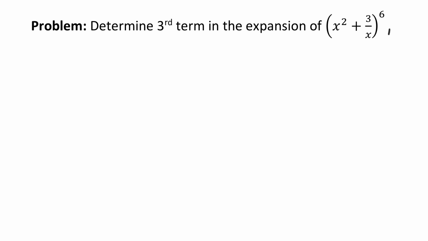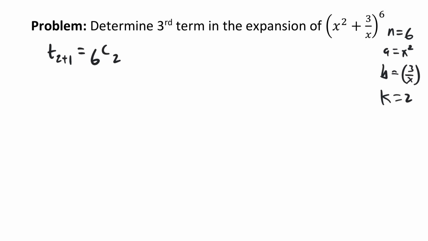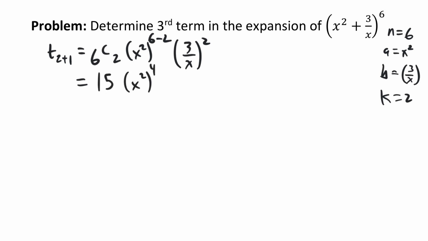We have n equal to 6, a is x squared, b is 3 over x, and we're looking for the third term, so k is 2. All right, t2 plus 1 equals 6c2, x squared to the 6 minus 2, 3 over x to the 2. 6c2 is 15. This is x squared to the 4, 3 over x to the 2.